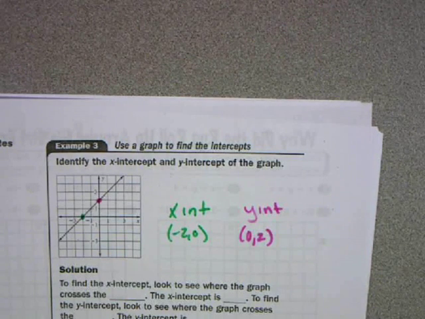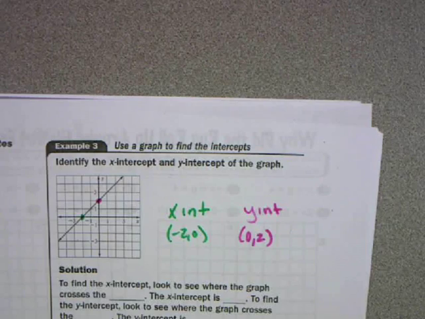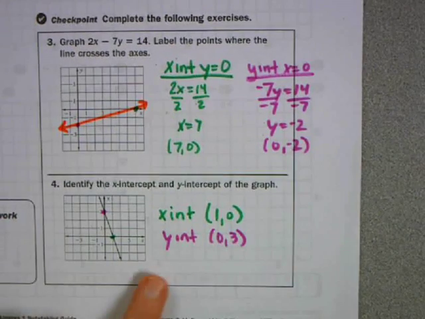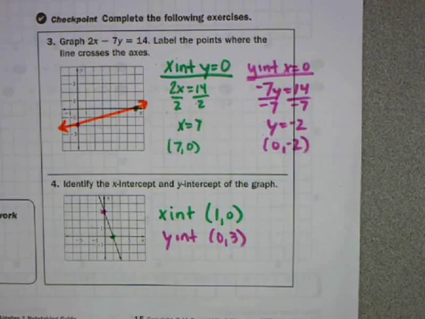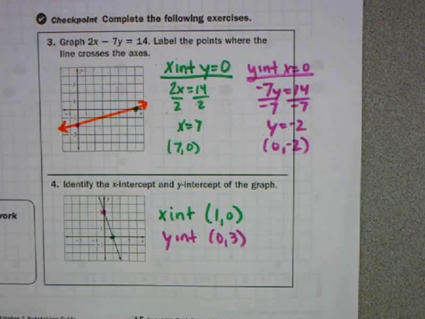So go down and look at example 4 down there. Pause the video and go ahead and do that one. All right, and here's your answer. The x-intercept is at (1, 0). The y-intercept is at (0, 3). You're just looking at the graph to find the two places where it crosses.